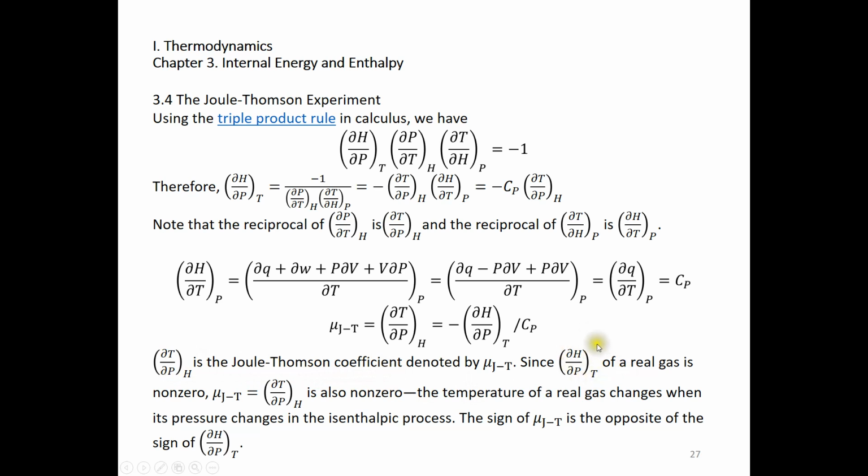Again, if this is non-zero, then we can look at the sign, whether it's positive or negative. If this is positive, then mu JT is negative. If this is negative, then mu JT is positive. So it's really important for us to realize this Joule-Thomson coefficient, mu sub J-T, and this delta H over delta P on a constant temperature condition, they have opposite signs because this isobaric heat capacity is always positive.